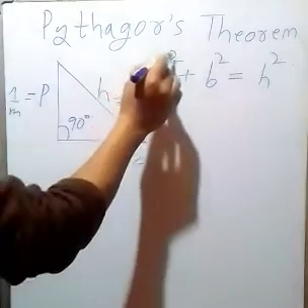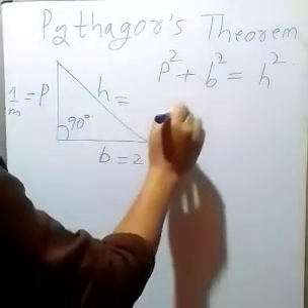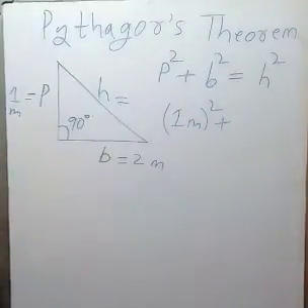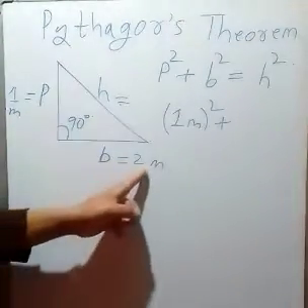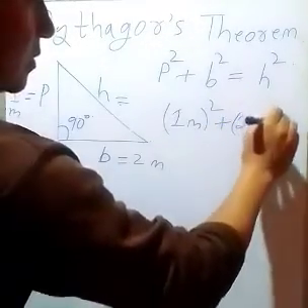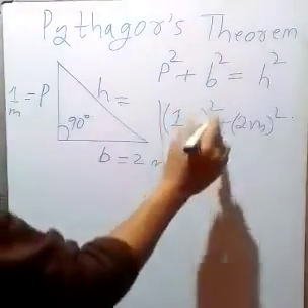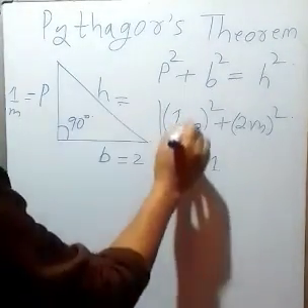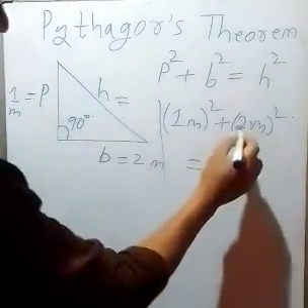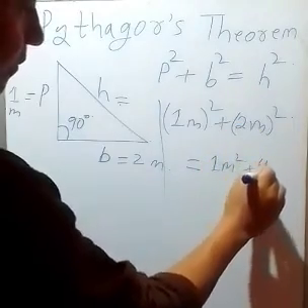Now square of p, square of p means what? Square of 1 meter, and square of b means what? Square of 2 meter, base is 2 meter. Now when you solve it, you will get: square of 1 is what? 1. Square of m is m square. And square of 2 meter means square of 2 is 4.